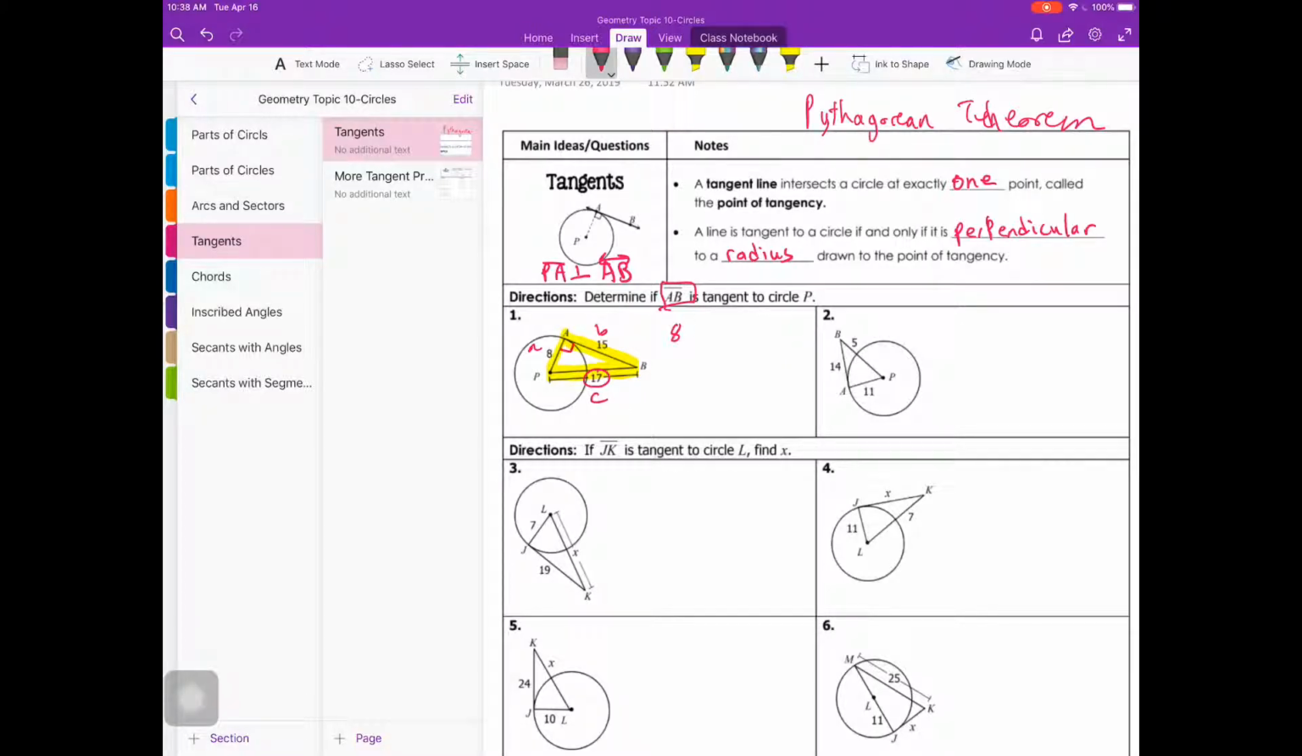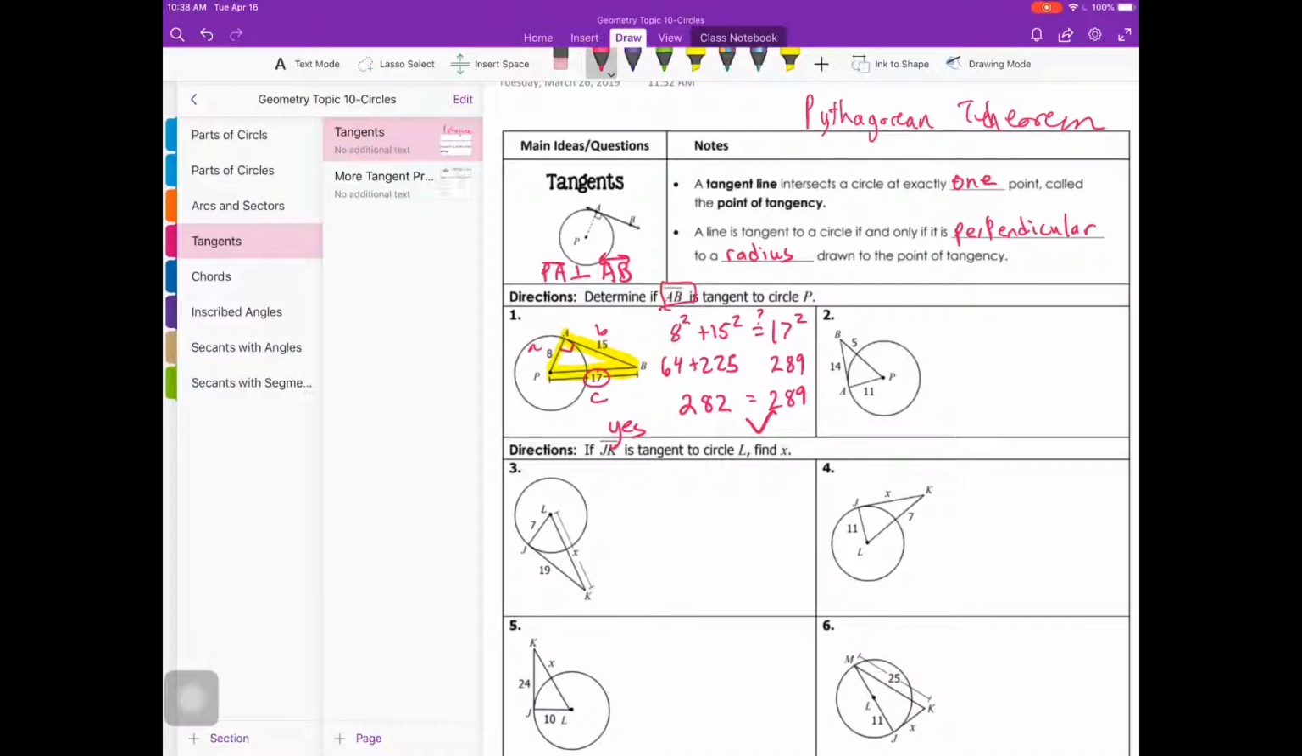So we get 8 squared plus 15 squared, and we want to know if that's equal to 17 squared. So you get 64 plus 225, and over here we have 289. And that is 289, and this is 289. So yes, it is in fact a tangent.